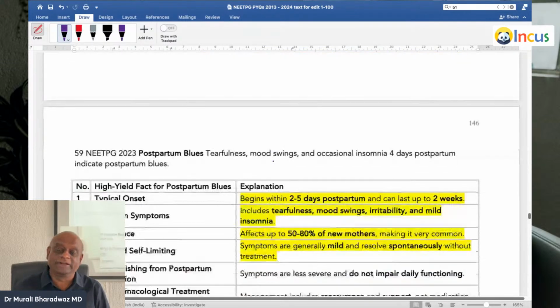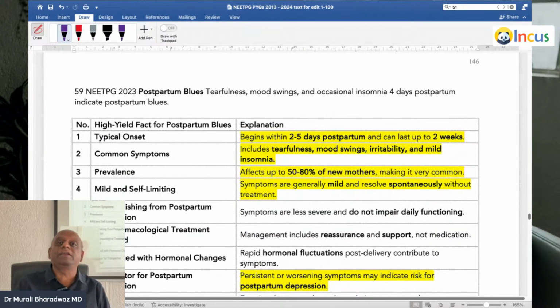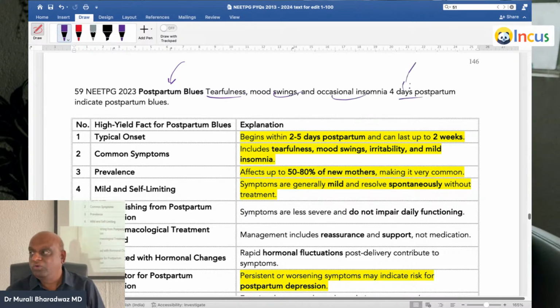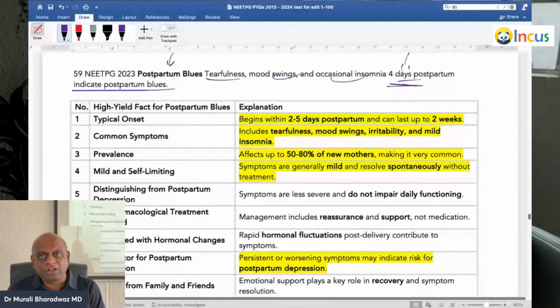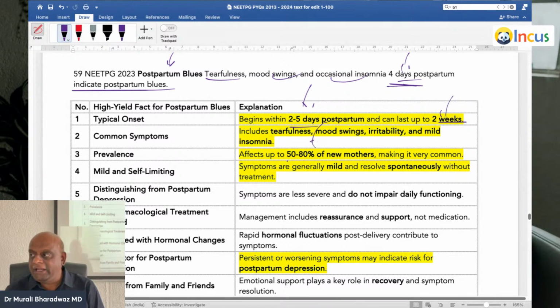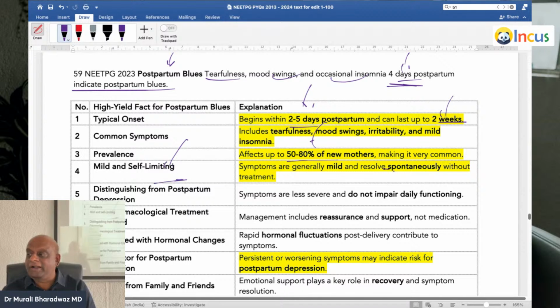There is a lot of proactiveness needed in the children a lot of times. So now, postpartum blues: there is tearfulness, mood swings, occasional insomnia. 4 days postpartum indicates postpartum blues. Typical onset of postpartum blues is between 2 to 5 days, and it can last up to 2 weeks. 50 to 80% of new mothers will suffer from postpartum blues. It is often mild, very self-limiting, and resolves spontaneously.